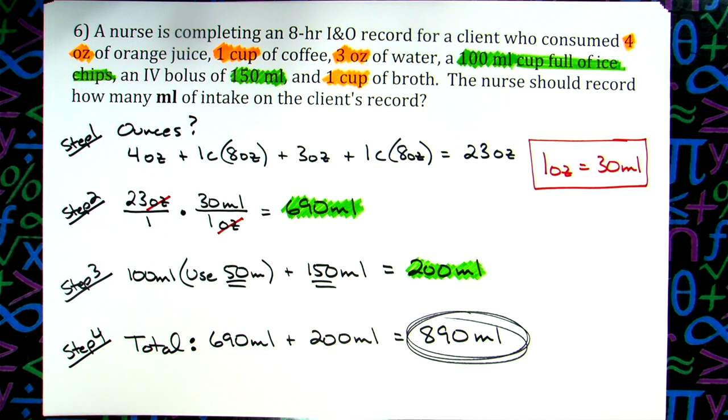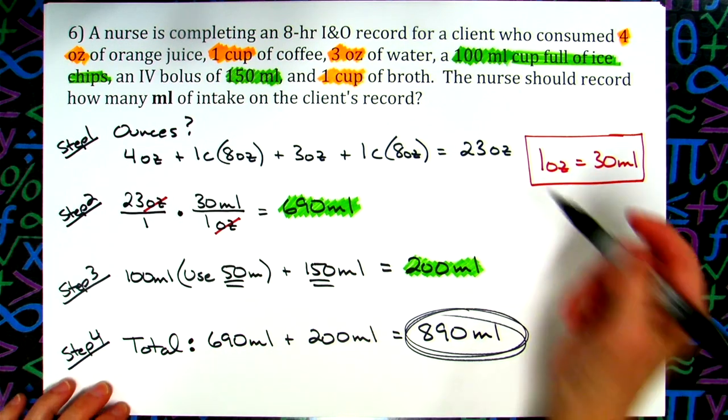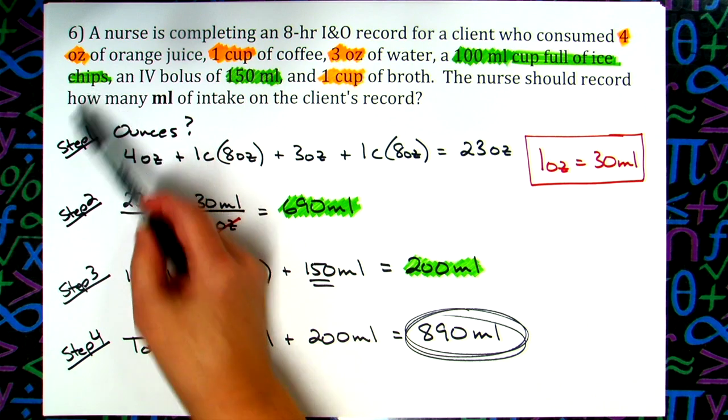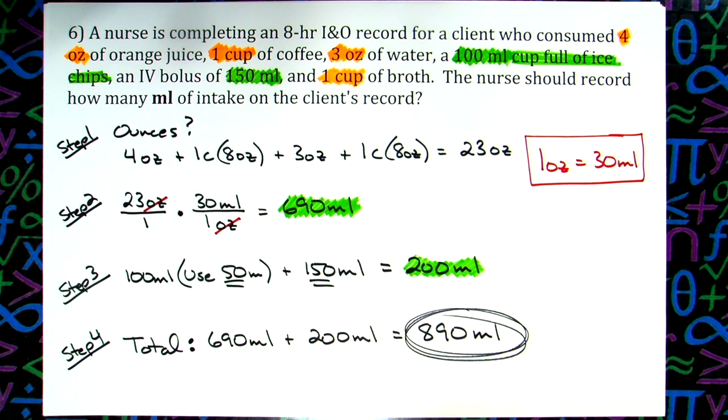All right, and I would just venture to say on a problem like this, it is straightforward. You're just adding everything up. So the sticking point, or the point that will make you miss it, is on the 100 milliliters of the cup of ice chips. You're going to forget, and you're going to accidentally add in 100 instead of using the 50.